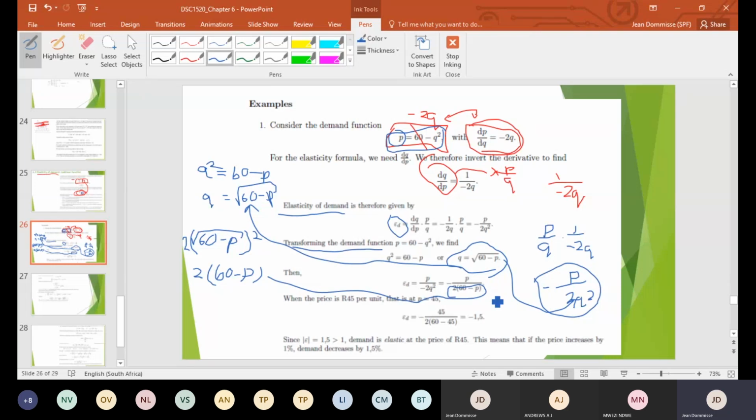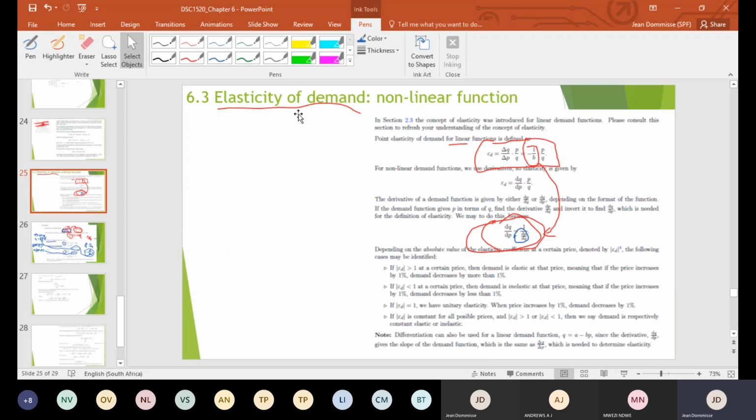Then they need again to tell you what is the price, because out of that, otherwise that would have been my elasticity formula and answer. So they now need to tell you, or they would tell you at the beginning, consider the demand function for the price of 40 Rand, 45 Rand per unit, work out what the elasticity is. Okay, so they need to tell you that at the beginning. So this is how you will work out for the non-linear function the elasticity of demand.